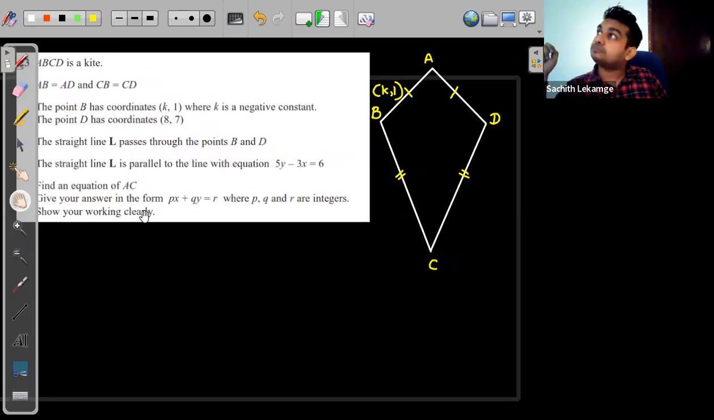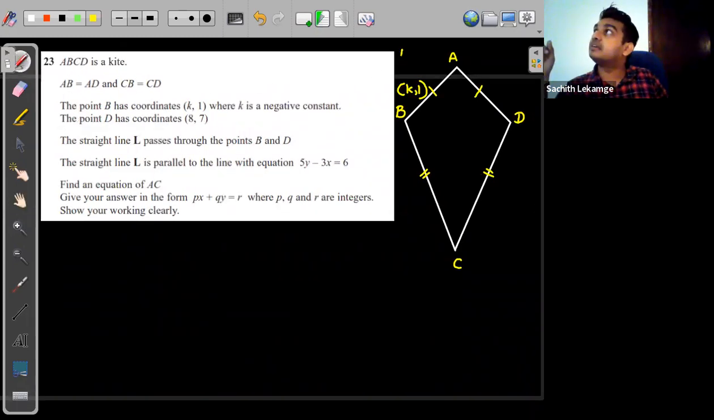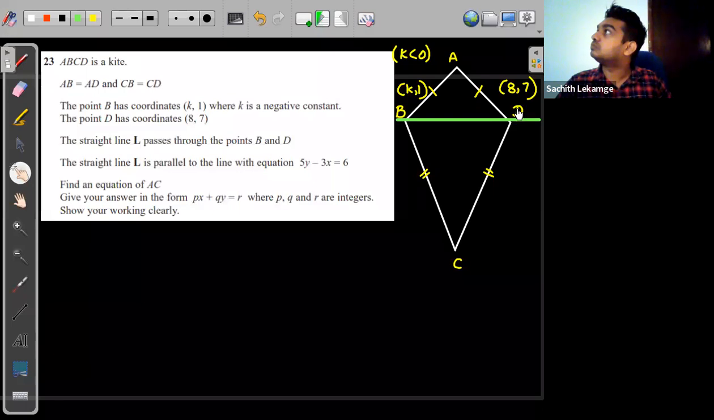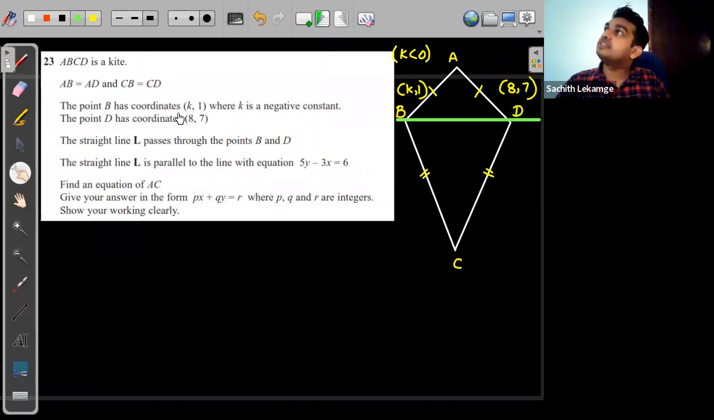Where k is a negative constant. They say k is smaller than 0. Point D has coordinates (8, 7). The straight line L passes through points B and D. This is the straight line which goes through BD; we name it L. The straight line L is parallel to the line with equation R.